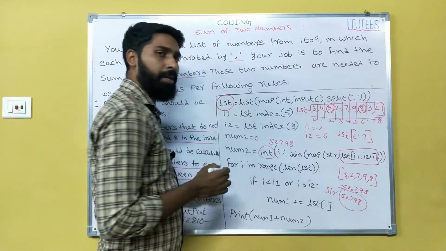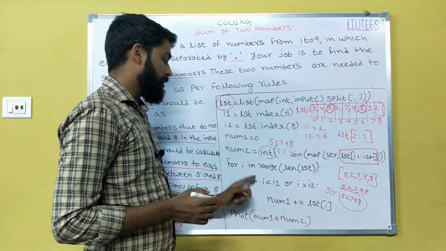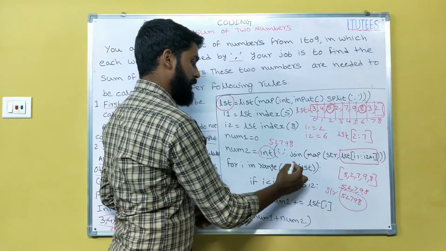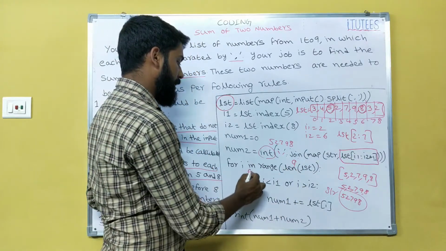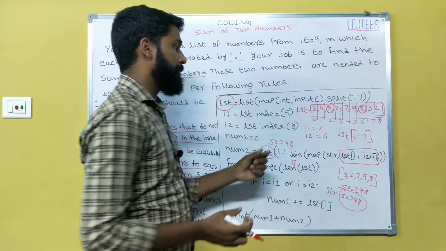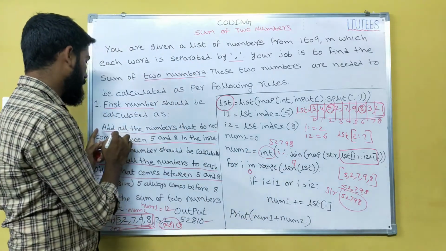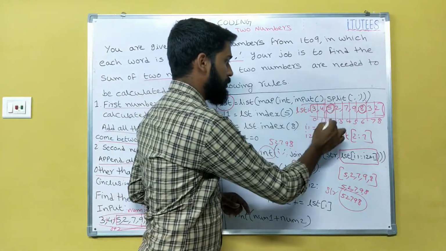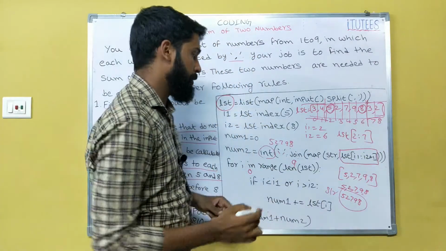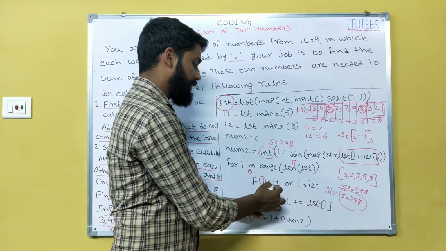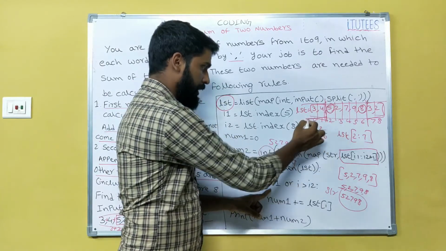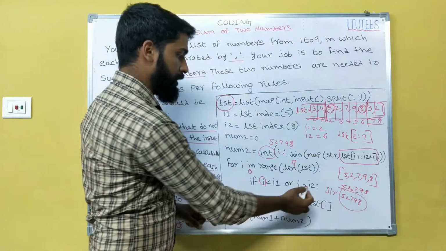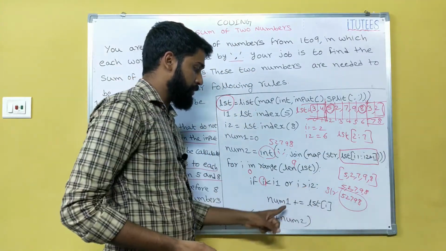Initially I take number 1 equals 0. Now I am going to find number 1. How? For I in range of the length of the list. What is the length of the list? 9. The rule is to add all the numbers that don't come between 5 and 8. So we are going to find these two and these two. I am checking if I is less than I1, which is 2, or if I becomes greater than I2. In these two cases only, I am going to add the contents into number 1.